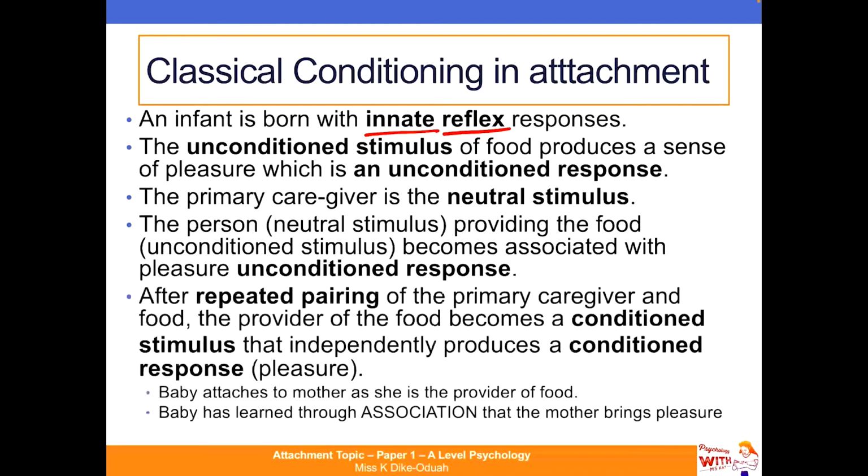After repeated pairing of the primary caregiver and the presence of food, the provider of the food alone becomes the conditioned stimulus. And that conditioned stimulus means that they produce a conditioned response in the baby, being pleasure. As a consequence, the learning theory of attachment, specifically classical conditioning, says that the baby attaches to the mother as she is the provider of food. It could also be that the baby attaches to the father as they might be the primary provider of food. The baby has learned through association that the mother brings pleasure.